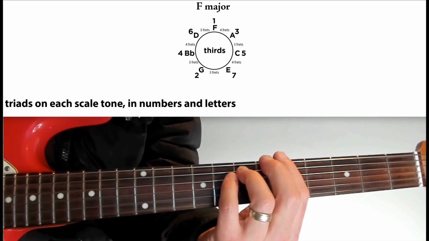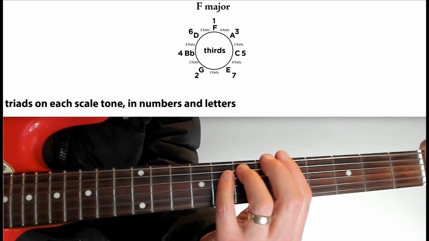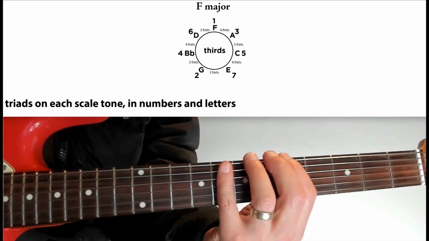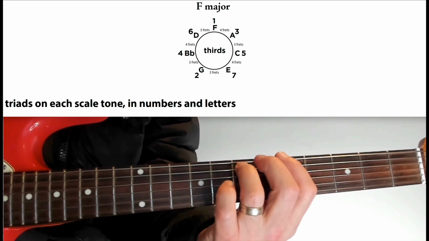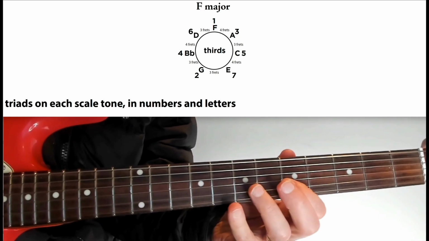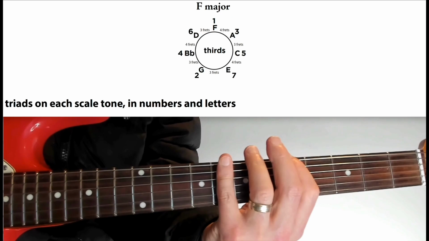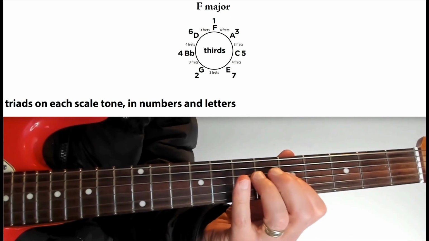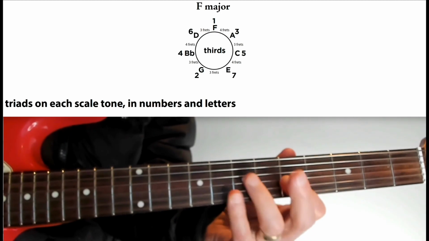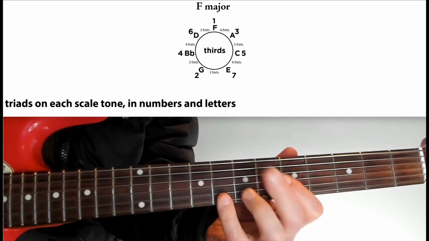And then A minor is the 3 chord, and its scale tones are 3, 5, 7. That's 3, 5, 7, 3, 5, 7, 3, 5. And in letters, that's A, C, E, A, C, E, A, C.